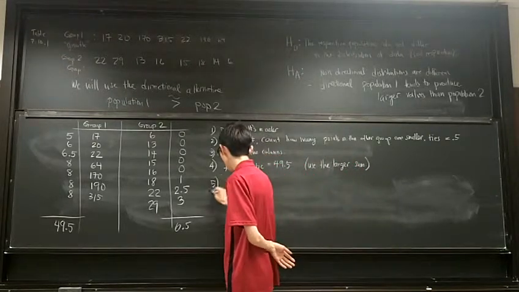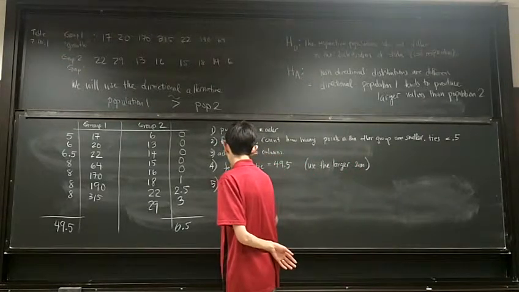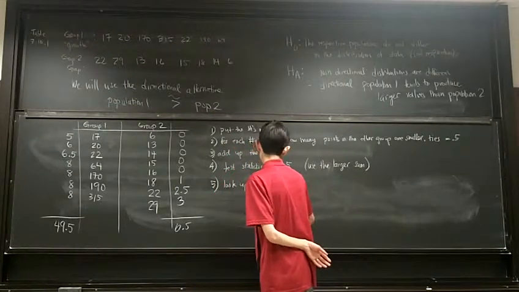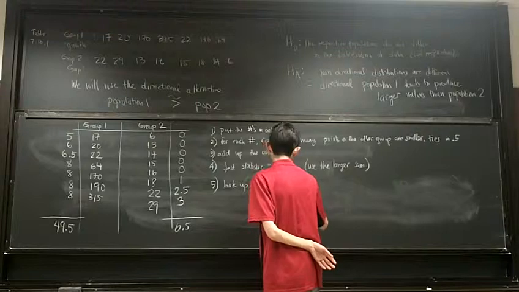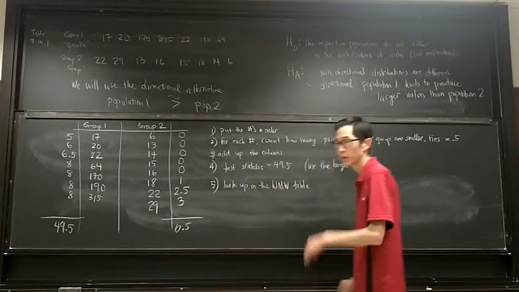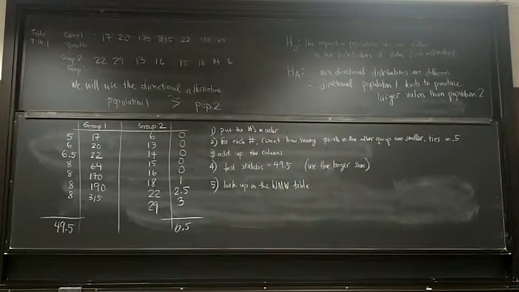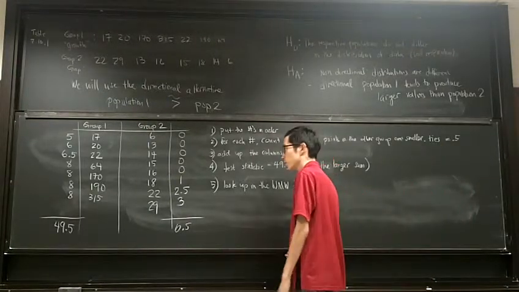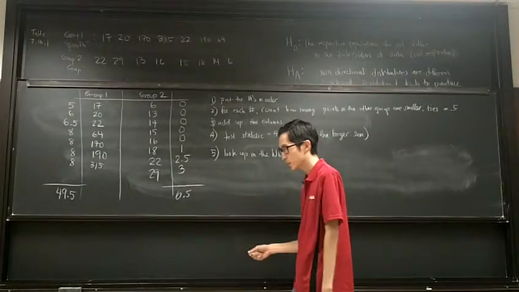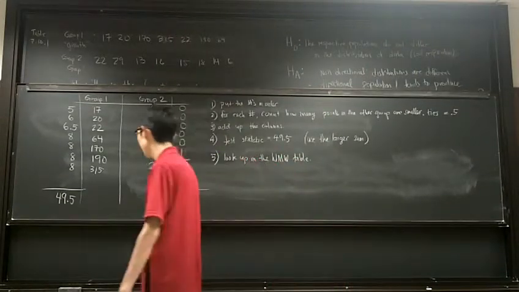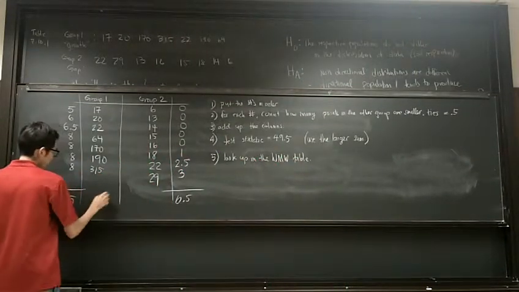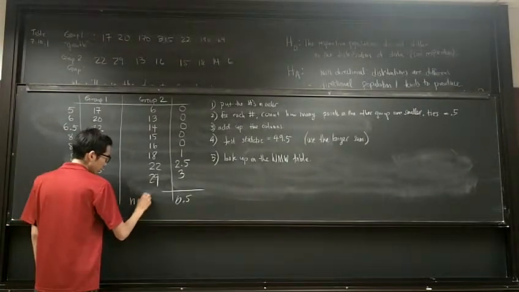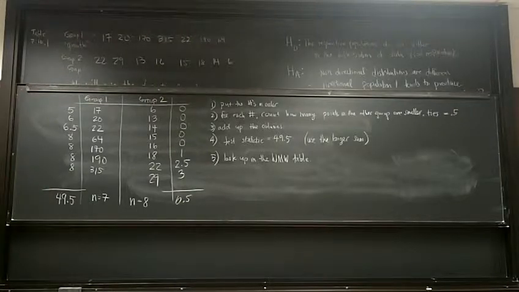The last thing is we look it up in the Wilcoxon-Mann-Whitney table. Alright, and so to use that table, we've got to figure out how many numbers we have in each group. So here I've got 7 numbers over here. And here I've got 8 numbers over here. Okay?